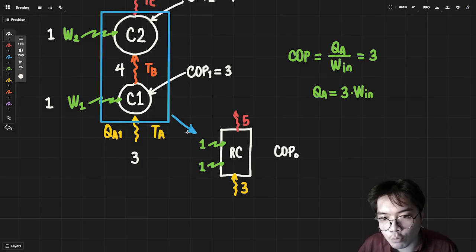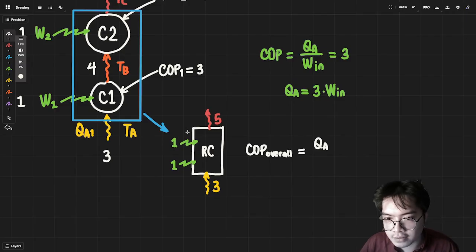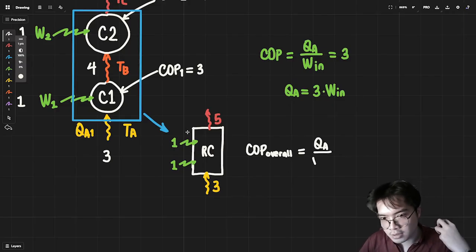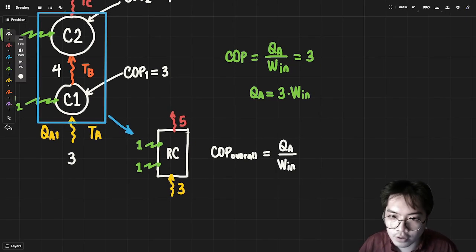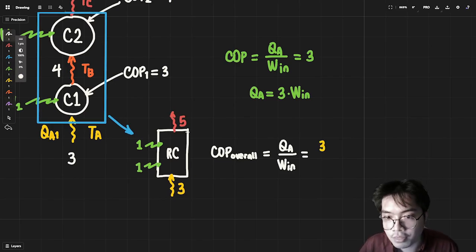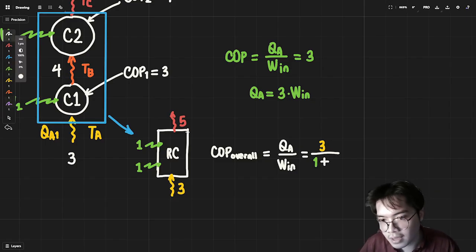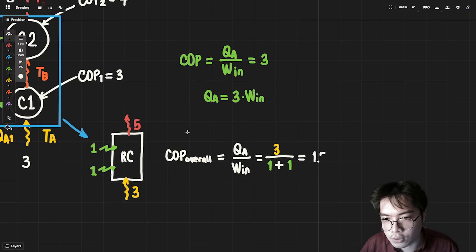The COP overall will be the amount of heat you manage to suck out divided by the amount of work that you put in. How much heat did we suck out? We sucked out 3. And then how much work did we put in? 1, and then another 1. 3 over 1 plus 1 is your 1.5. That is how I did it.